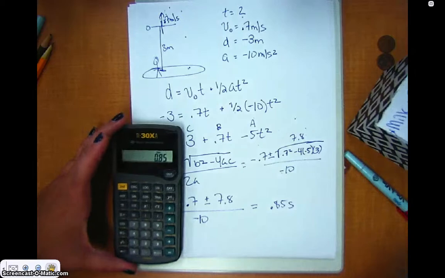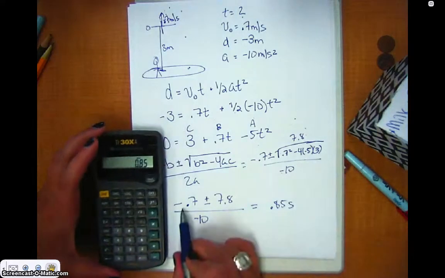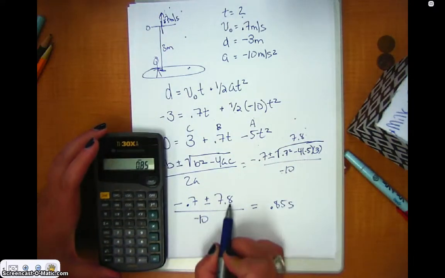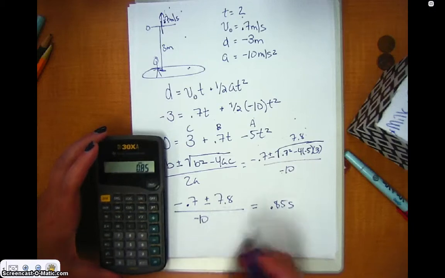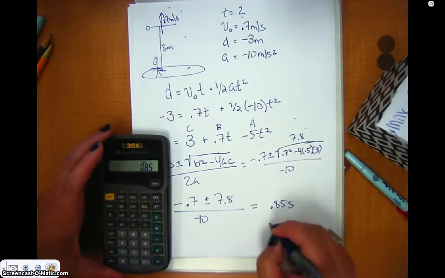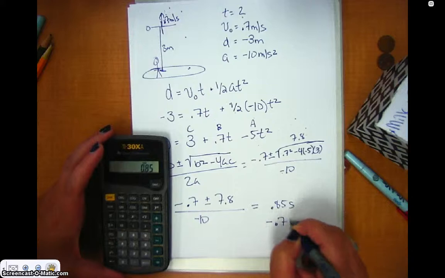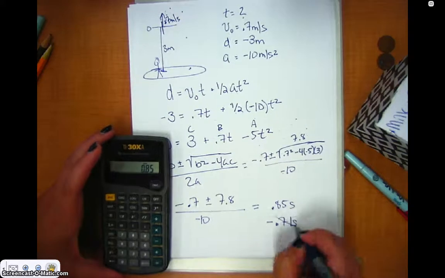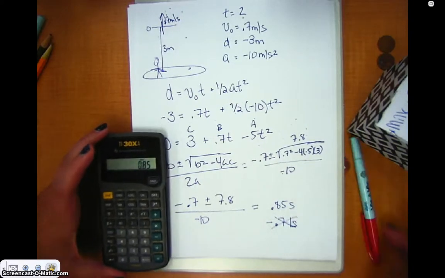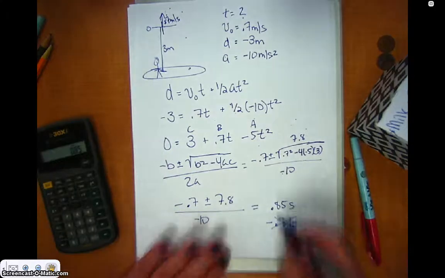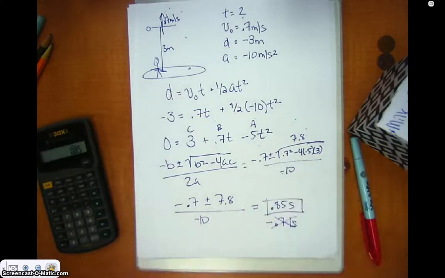So that's my answer. Now I could look and see, well, if I take negative 0.7 plus 7.8, I get 7.1, and then divide that by negative 10, so my other answer would be negative 0.71 seconds. So that's the answer that doesn't make sense, right? So in this case, we know that the ball is going to strike the trampoline 0.85 seconds later.